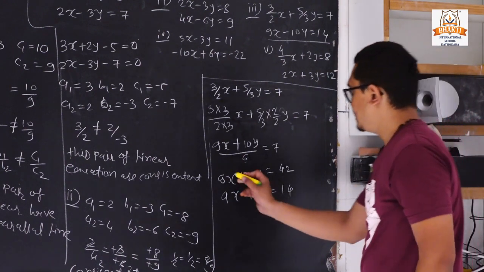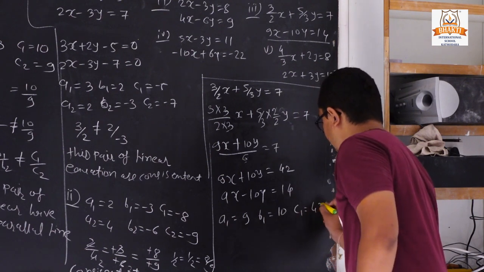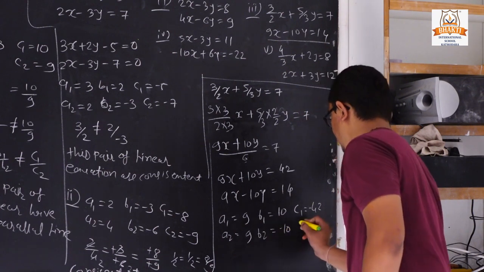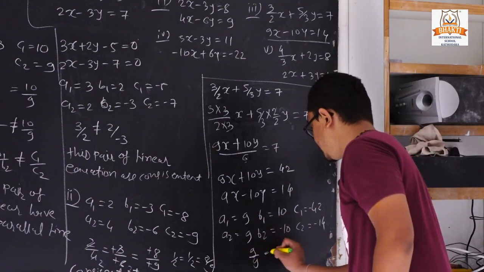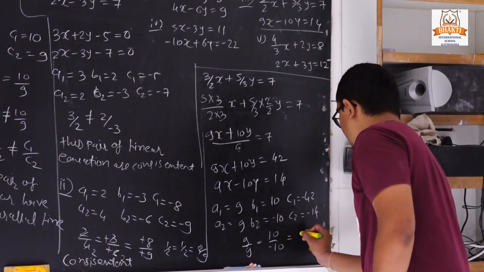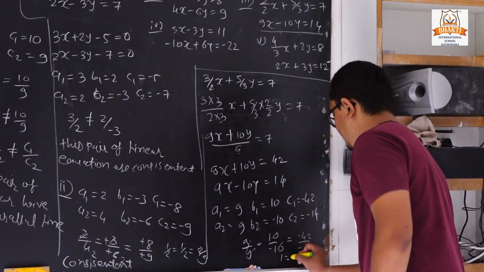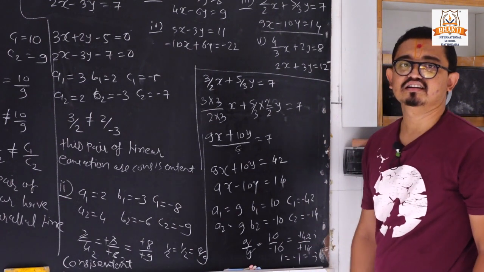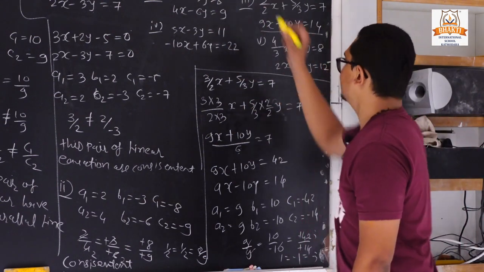So see that A1 is 9, B1 is 10, C1 is minus 42, A2 is 9, B2 is minus 10 and C2 is equal to minus 14. So once again we can compare 9 upon 9 is equal to 10 upon minus 10 is equal to minus 42 upon minus 14. So 9 9 cut, 10 10 cut. So 1 is equal to minus 1, and 14 3s are 42, so 3. So these three are not equal. Clear? A1 upon A2 is not equal to B1 upon B2. So here they are inconsistent.